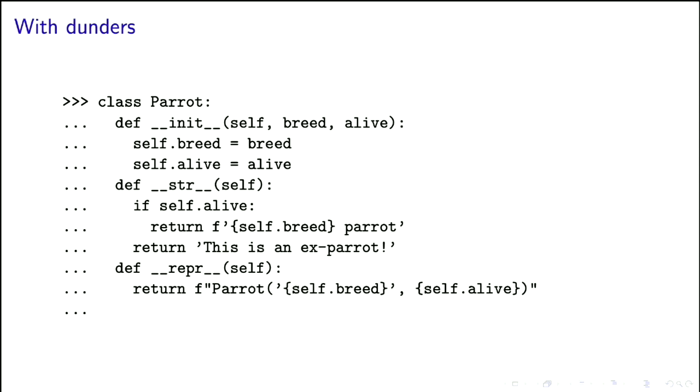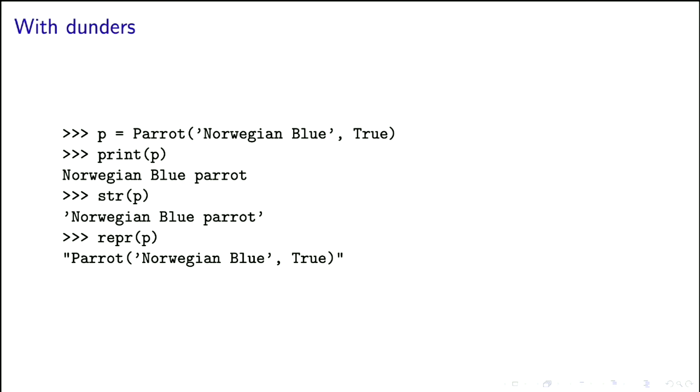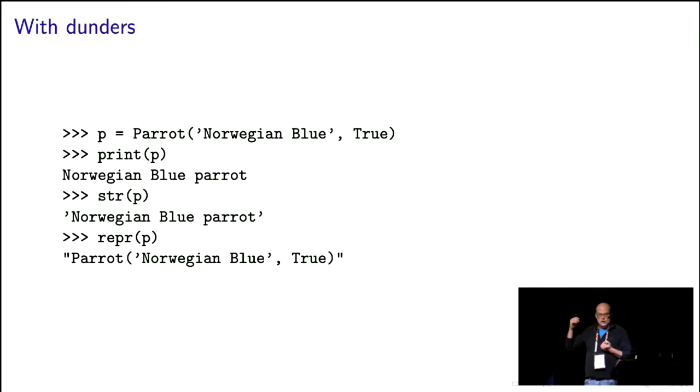And if we just jump ahead here, we can check and see what that looks like. So now we construct our Parrot. When we call print on the Parrot, it uses the result returned from Dunder str. If we call str on a Parrot, again, it gives me back the string that is returned from Dunder str. If I call repr on a Parrot, it'll give me back the string that is returned from the Dunder repr method.